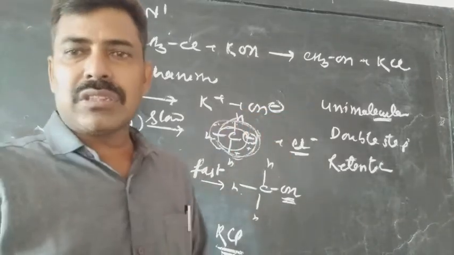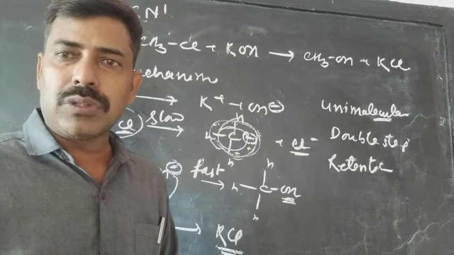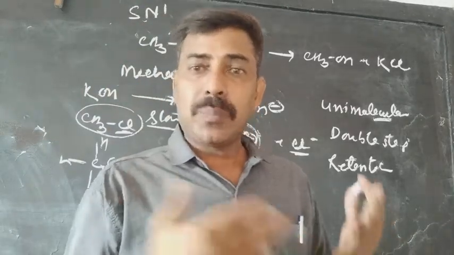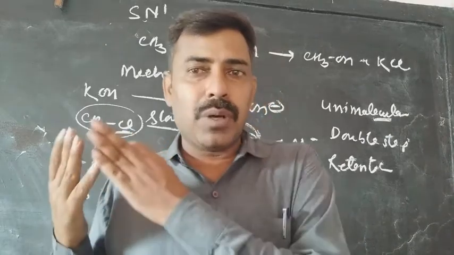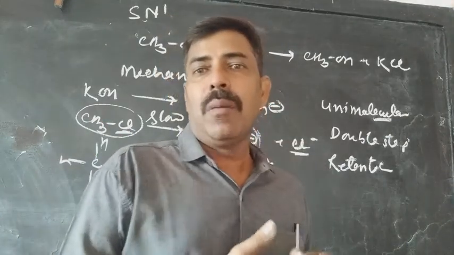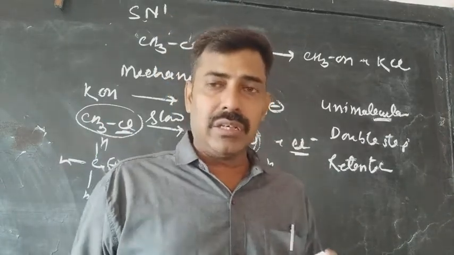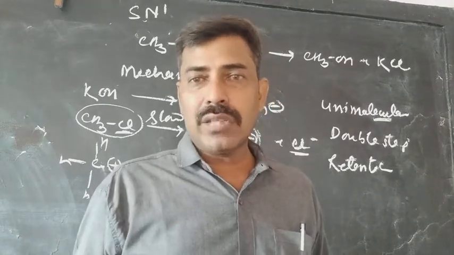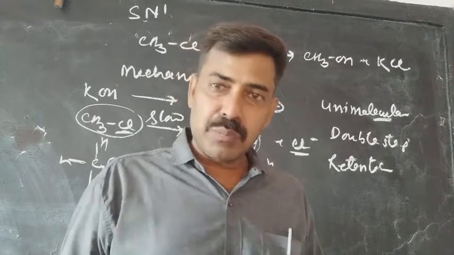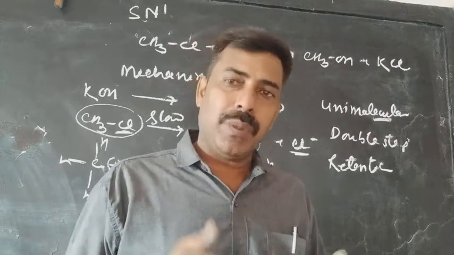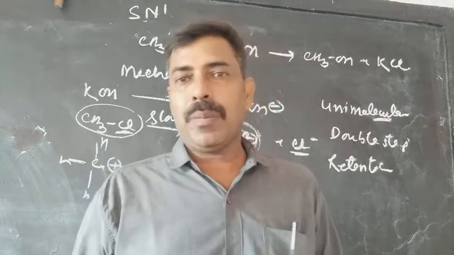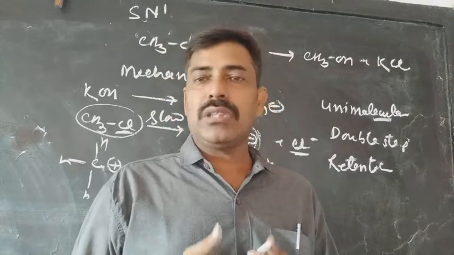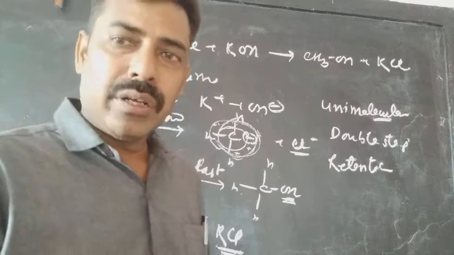So from which side will the hydroxyl group approach, the front or the back? There is a 50-50 chance of approaching from the front as well as from the back. This is the reason that in this type of mechanism no retention is obtained; it is racemization. That means 50% retention and 50% inversion takes place. So the racemization process takes place in the case of the SN1 reaction mechanism.